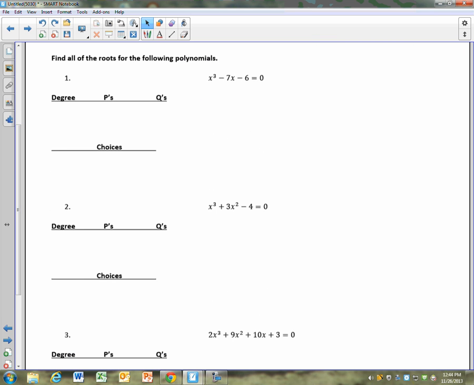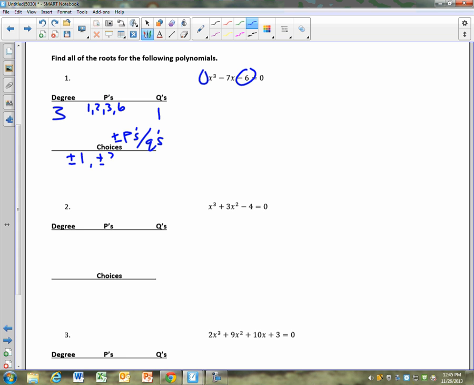First of all, what degree is the polynomial? 3. P's are factors of the last one. What are factors of 6? 1, 2, 3, 6. Q's are factors of the front coefficient. What are factors of 1? 1. My choices are my P's divided by my Q's. Well, the Q's are just 1, so that's pretty easy. And it's plus or minus. So we got plus or minus 1 over 1, plus or minus 2 over 1, plus or minus 3 over 1, and plus or minus 6 over 1.